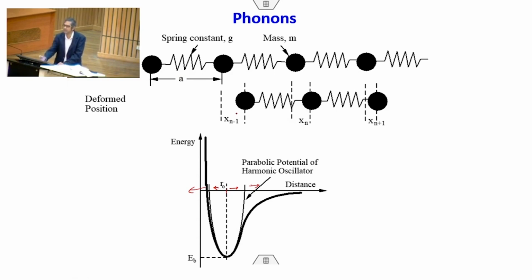This is the equilibrium position, and this is the deformed position. You can see in the deformed positions there is a motion of the atom at the n minus 1 position compared to the n and n plus 1 positions. So one can set up equations based on this movement of the atoms easily, which we will see in the next couple of slides.